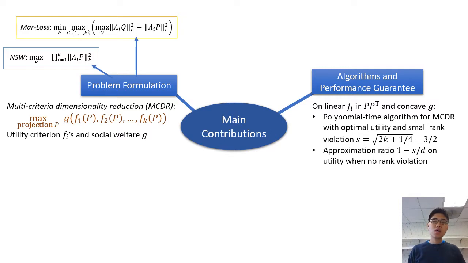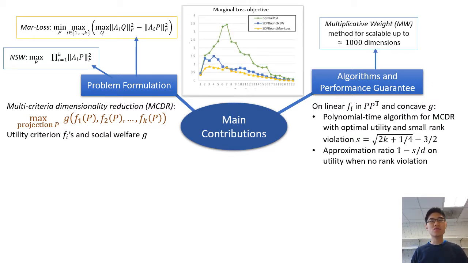Algorithmically, we give a polynomial time algorithm for this problem. The guarantee is that it has the optimal utility and a small rank violation, S, which is roughly the square root of 2 times the number of groups. By scaling, we can also achieve no rank violation, but with approximation ratio 1 minus S over D on utility. In practice, we develop another method called multiplicative weight update, which scales better.